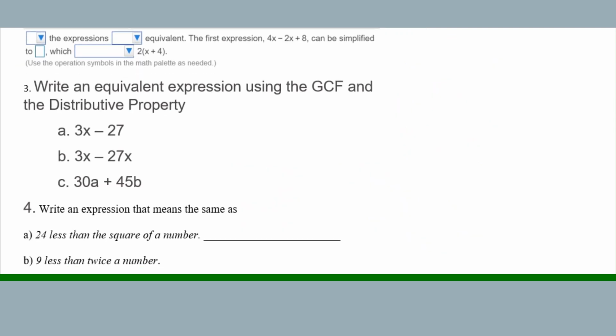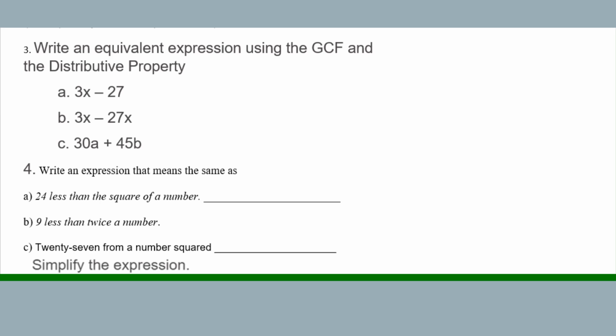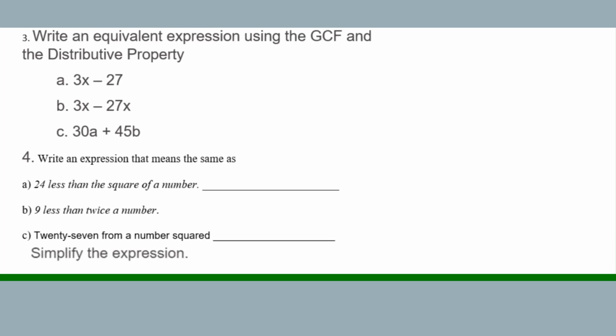The next one, we want to write an equivalent expression using the greatest common factor and the distributive property. So we have to find the greatest common factor first, and we have to find the greatest common factor with variables, so this is a little different. And the distributive property. So we have 3 times x minus 27. So I don't see a variable that's a common factor because 27 is a constant. It does not have a variable. So that means I need to see if I can factor a number out of 3 and 27.